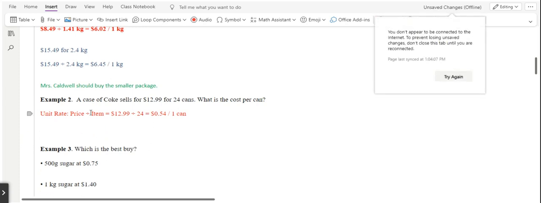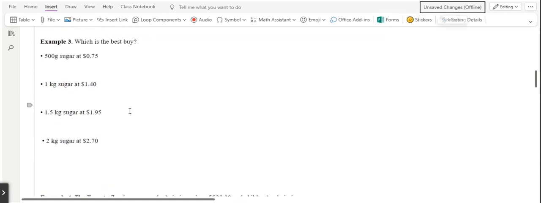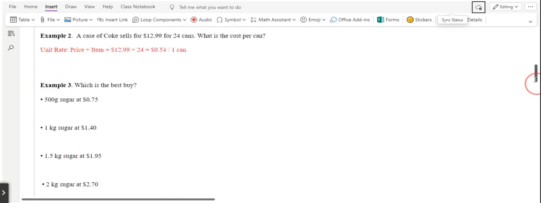Okay. And so for example 3, I have which is the best buy. And here I have 4 different weights to work with. Now, there is one little caveat here. We've got 500 grams for 75 cents, 1 kilogram for $1.40, 1.5 kilograms for $1.95, and 2 kilograms for $2.70. And it's worth noting for this one that we want to make sure we're in the same unit.